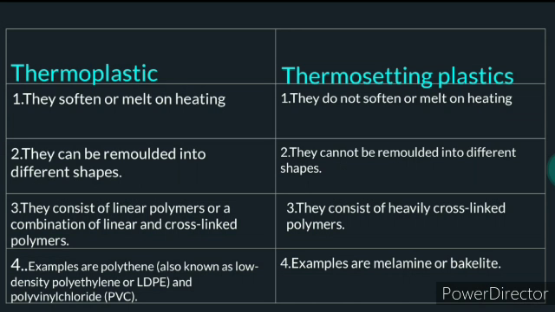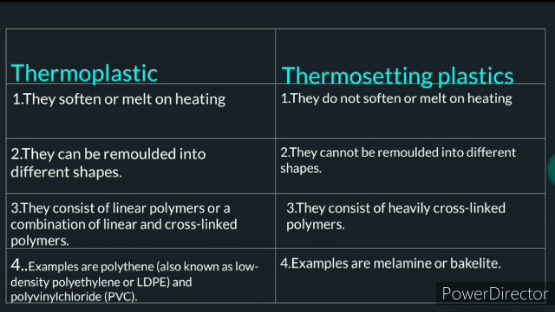Now let us see the difference between thermoplastic and thermosetting plastic. Thermoplastic soften or melt on heating. Thermosetting plastic do not soften or melt on heating. Thermoplastic can be remolded into different shapes, but thermosetting plastic cannot be remolded into different shapes. Thermoplastic consists of linear polymers or a combination of linear and cross-linked polymers. Thermosetting plastic consists of heavily cross-linked polymers.